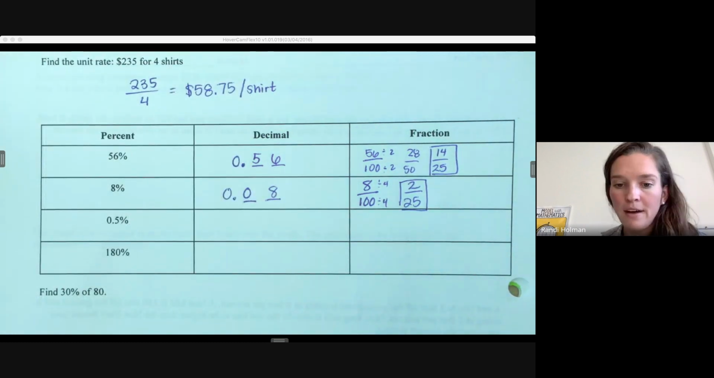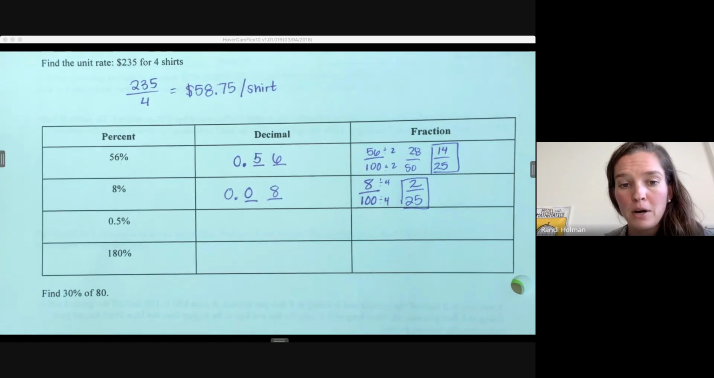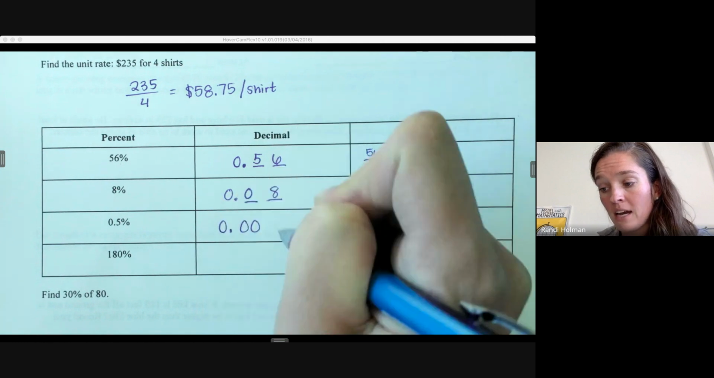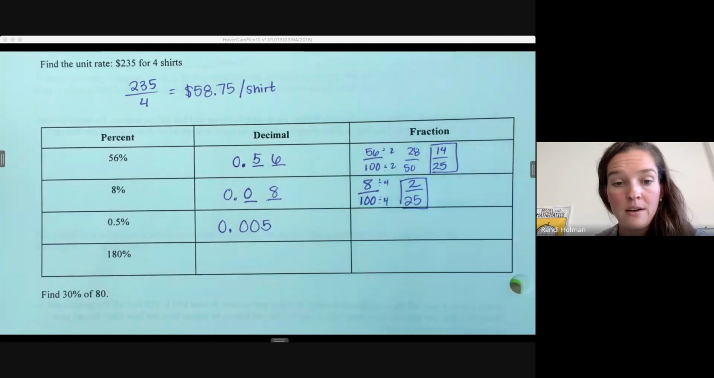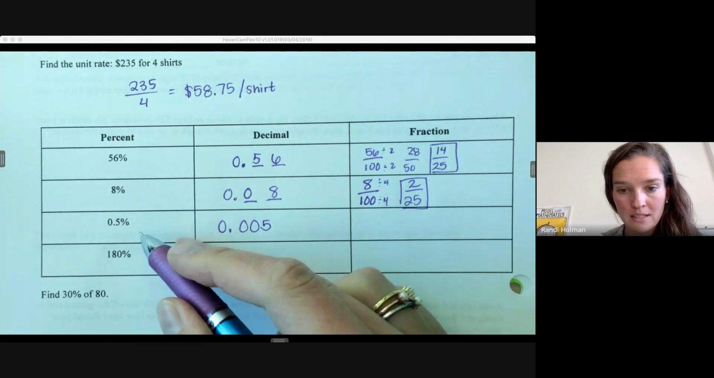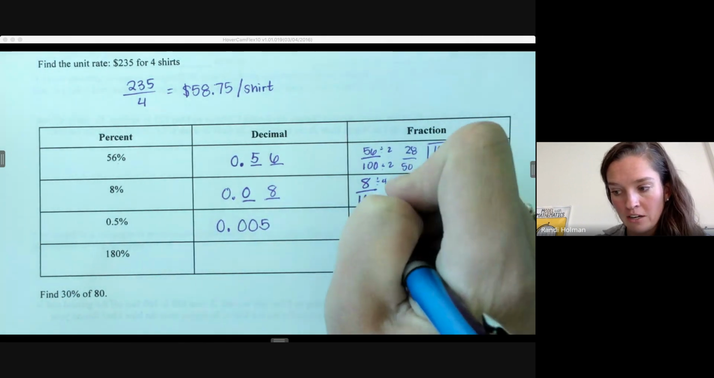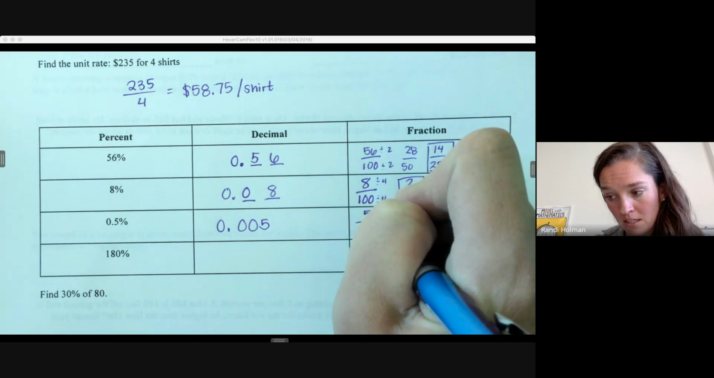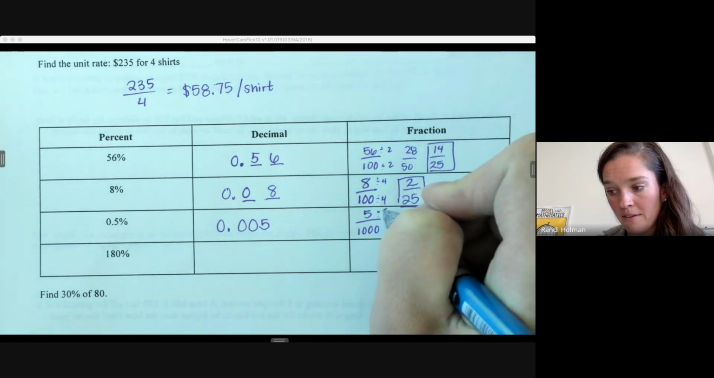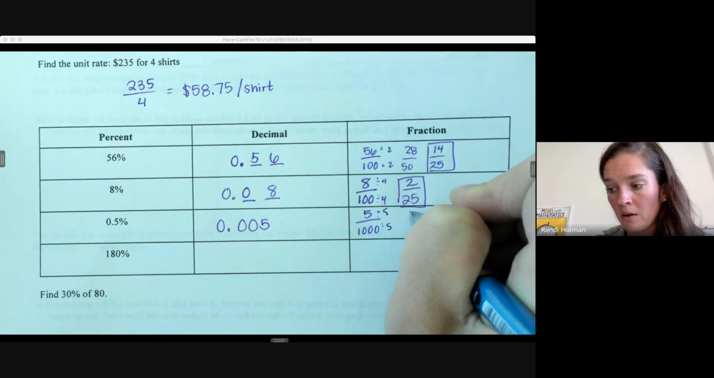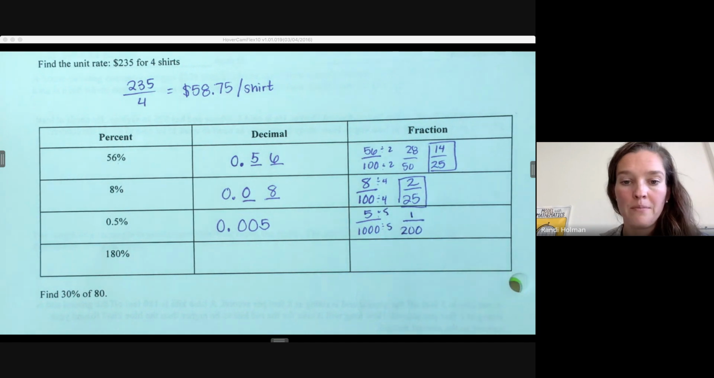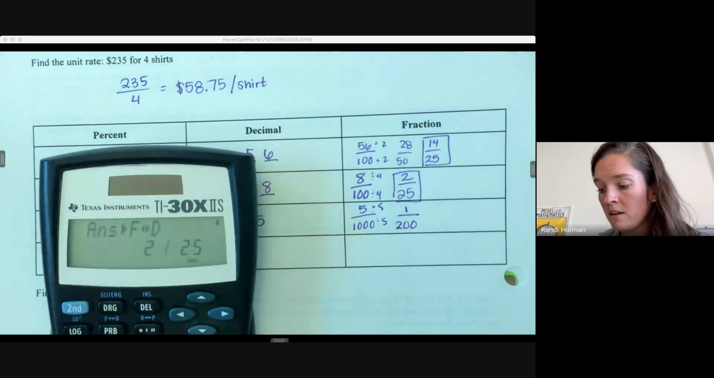Ooh, 0.5%. That's a half of a percent. So really what this means is I don't have any hundredths. I'm way over here. That's 5 thousandths. So our fraction here is 5 thousandths. Both of these are divisible by 5. So if we divide by 5 and divide by 5, we're going to get 1 out of 200. If you're not sure, use your calculator to check. Did I do that right?